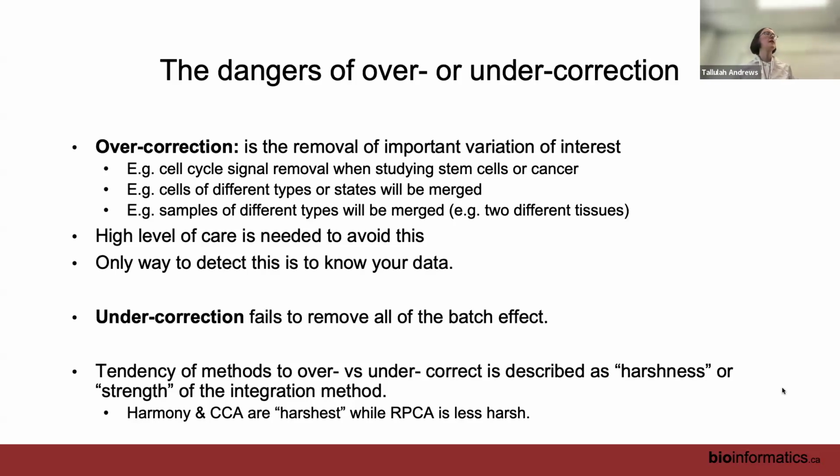Different methods for doing data integration are more or less likely to over or undercorrect. This tendency can be described as harshness or strength of the integration method. So you might see Harmony described as a strong integration method, which means it has a tendency to overcorrect rather than undercorrect. Whereas you'll see something like RPCA being described as less harsh, which means it is less likely to overcorrect and more likely to undercorrect.